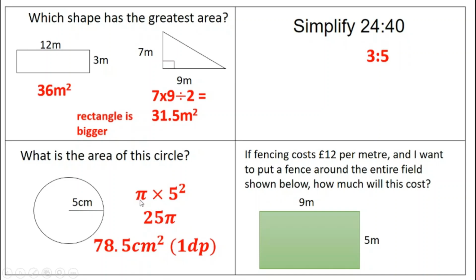And finally, fencing costs £12 per metre. I want to put a fence around the entire field shown below. How much will this cost? Well, the question about putting up a fence is perimeter, so you need all 4 sides, so there is 28 metres of fence in total, and times that by £12 per metre gives you £336.